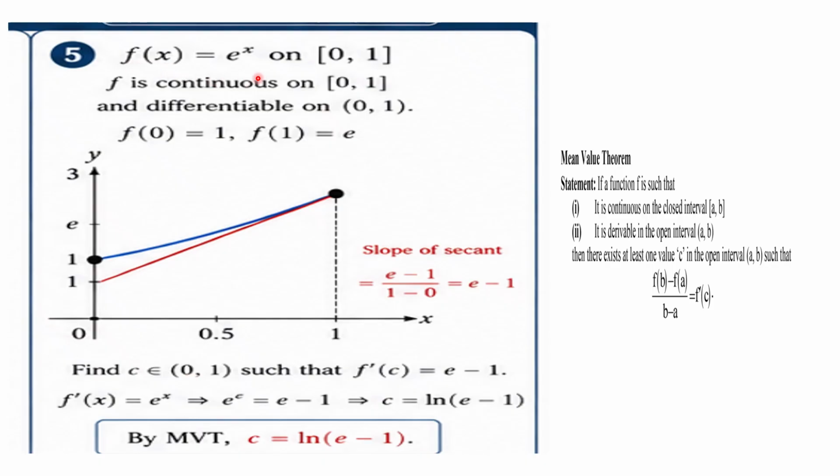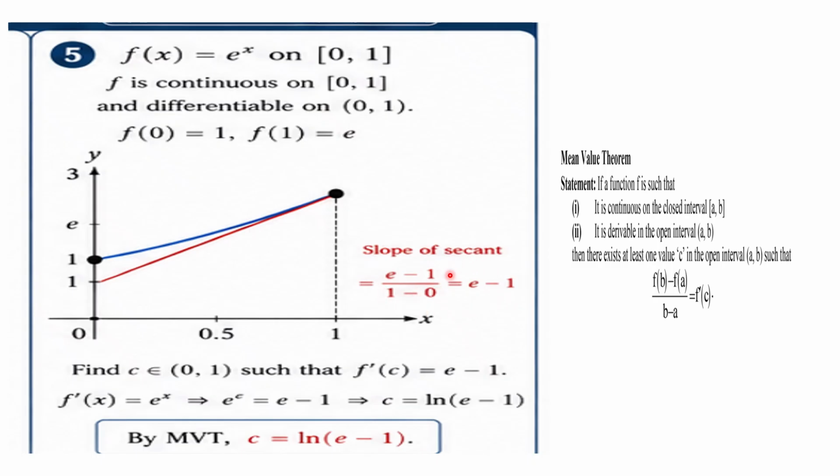f of x is equal to e power x on 0 to 1. See the graph. So f is continuous, there is no jump or any disturbance, so it is continuous on the interval 0 to 1. It is smooth, or differentiable. Here f of b means f of 1 is equal to e power 1, and f of 0 is e power 0, which is equal to 1. So the slope of the secant is f of b minus f of a over b minus a, which is e minus 1 over 1 minus 0, of course e minus 1.